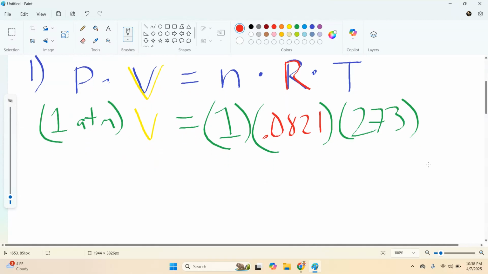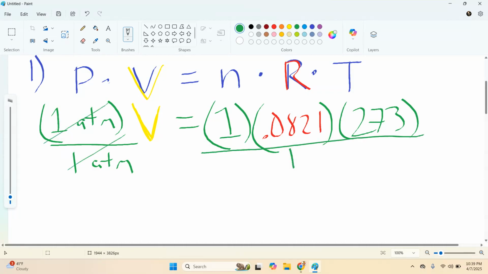Let's solve for the volume right here. We're going to divide both sides by 1 atmosphere. Did I say I don't have fat fingers? I spoke too soon. 1 atmosphere, so it cancels out. And so we have to divide by 1 atmosphere here as well. So now this is what we have to solve for.